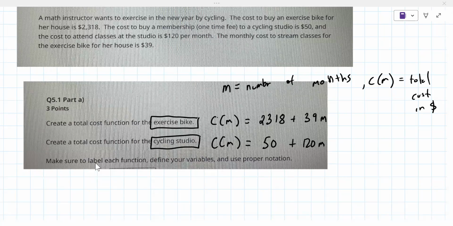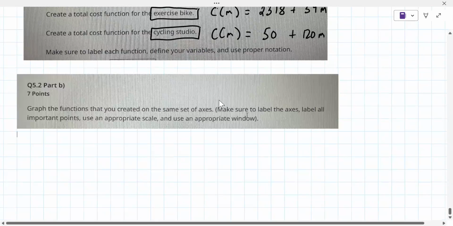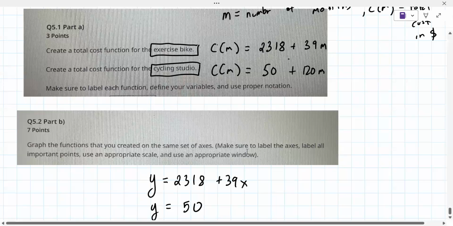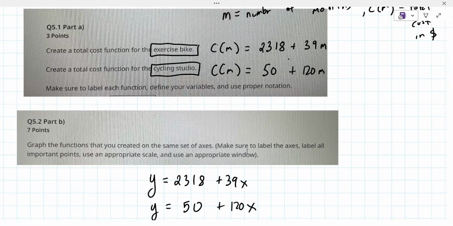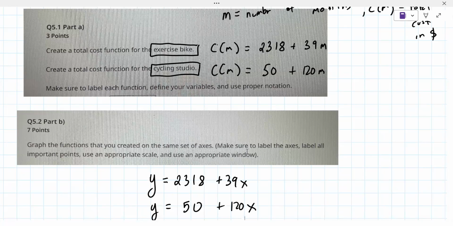Okay. All right. So in part B here, you have to graph it. Now you can't graph it in this form because Desmos doesn't do that. Same with the TI-83. So you have to graph y equals 2318 plus 39x, y equals 50 plus 120x. Okay. Now we got to go and graph this. So I'm going to go to Desmos and graph this.